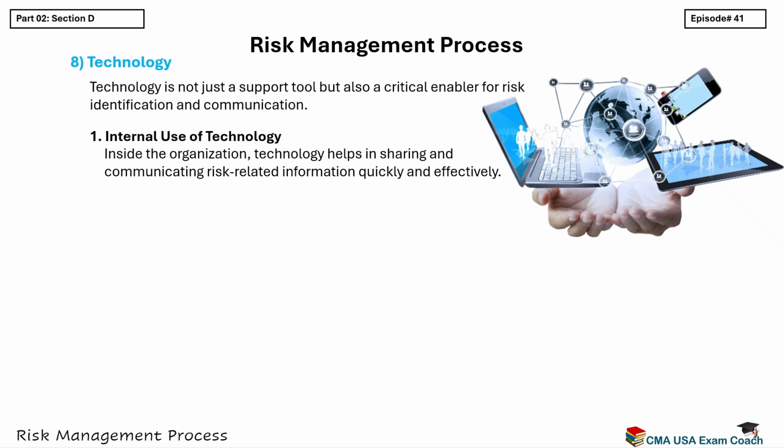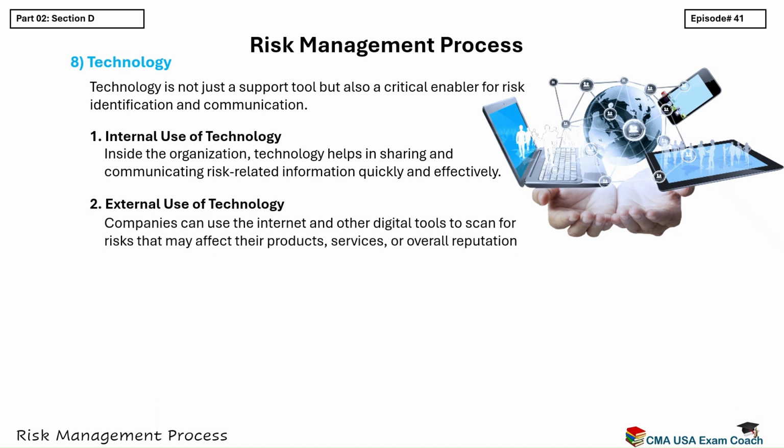For example, a company can use its intranet to circulate internal reports, policy changes, or updates on emerging risks. Employees across different departments can upload data, incident reports, or compliance issues into centralized systems. Risk management coordinators can track and monitor risk events in real time using internal software platforms. This kind of internal communication ensures that everyone in the organization stays informed and that risk data is not confined to just one department.